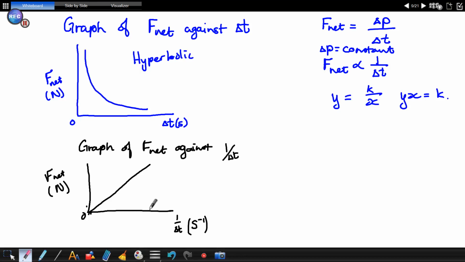Now this F net with a proportionality sign to 1 over t, we can express it in two ways. I can say F net is inversely proportional to delta t, or I can say F net is directly proportional to 1 over delta t. It's two ways of saying the same thing. So if you draw a graph of F net against 1 over delta t, the two would be directly proportional, because delta P is not changing. Are you with me?